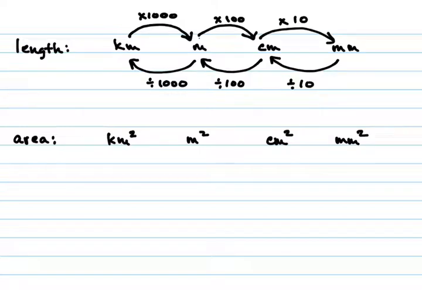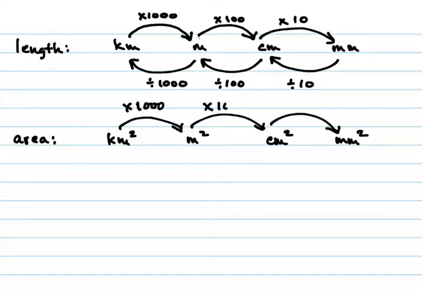And if we square the units, what's going to happen is we're also going to square the factors. So it's still multiplication as you move to smaller units. It's still times 1,000 times 100 times 10. But because these are squared, these are also squared. So super easy to remember. If you're working with square units, then you need to square your multiplier.